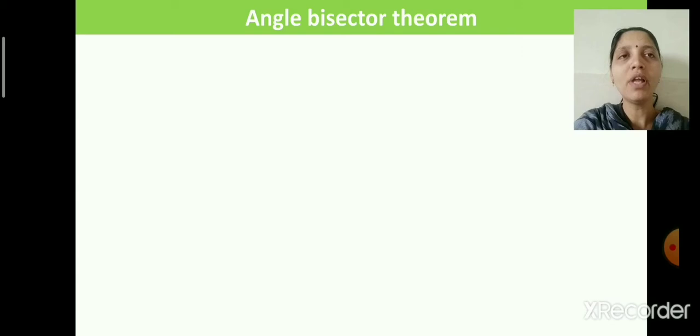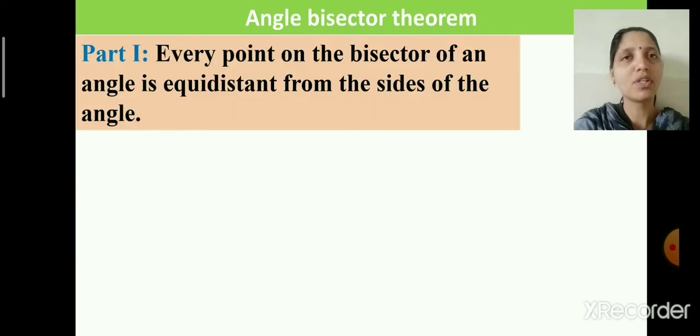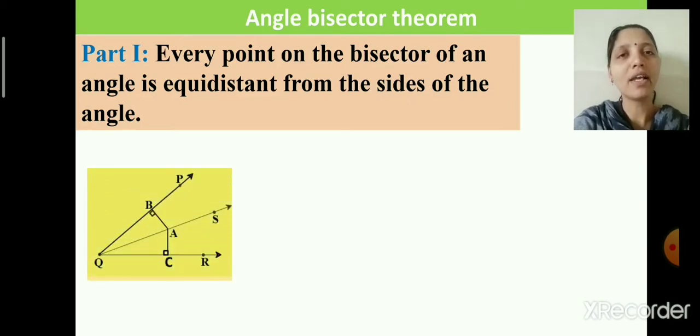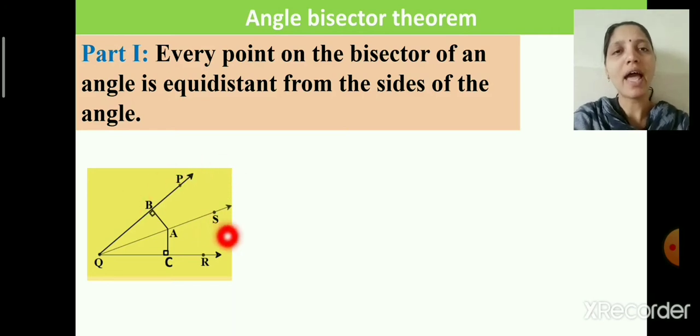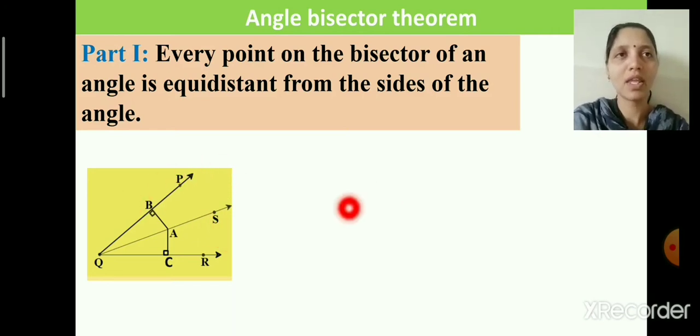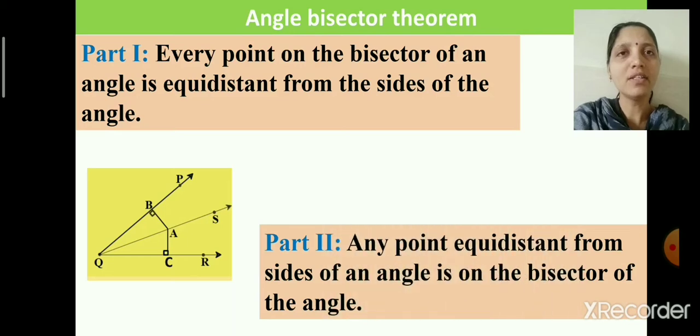Then we have learned about the angle bisector theorem. The statement for part 1 is every point on the bisector of an angle is equidistant from the sides of the angle. So here I can draw angle PQR, and if I draw ray QS, then this point A will be equidistant from the sides of the angle. That means AB will be equal to AC. That is part 1.